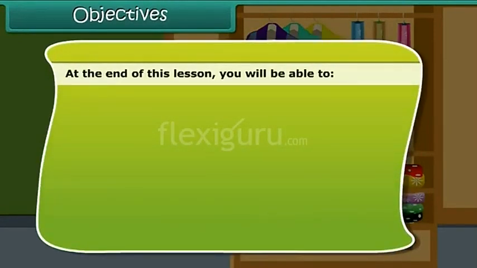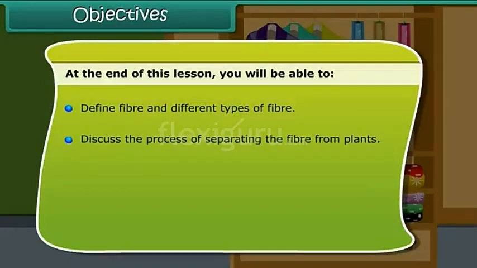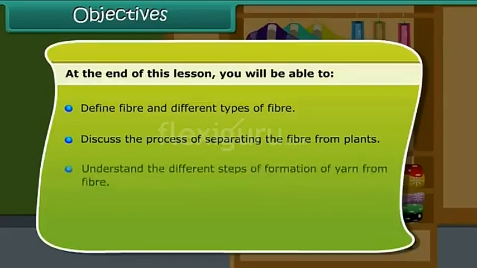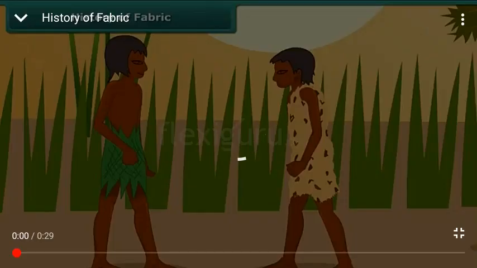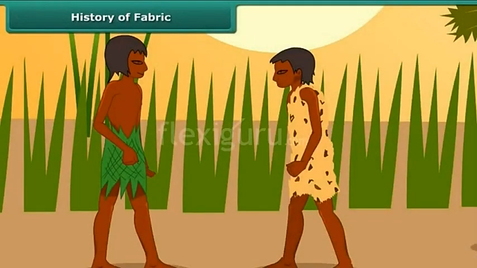Here we are going to study the objectives. At the end of the lesson, we will be able to define the fiber and the different types of fiber. We will discuss the process of separating fiber from the plants, and we will understand the different steps of formation of the yarn from the fiber. Explain the knitting and weaving of the fabric. Next, we will study about the history.